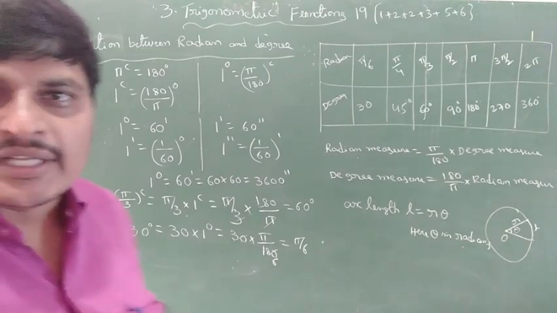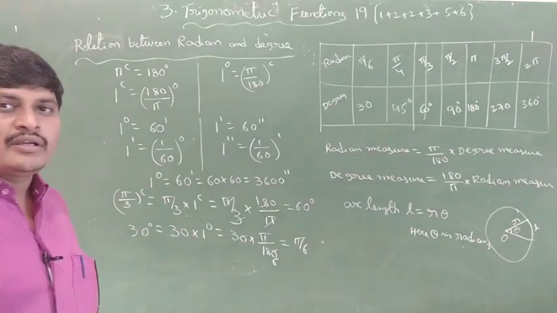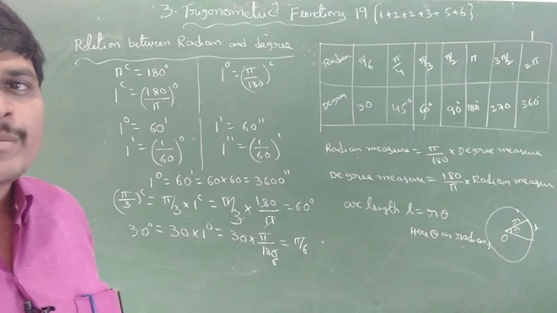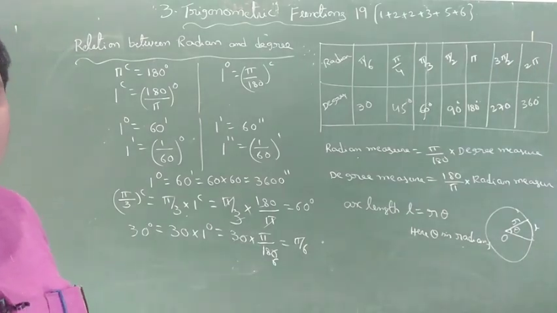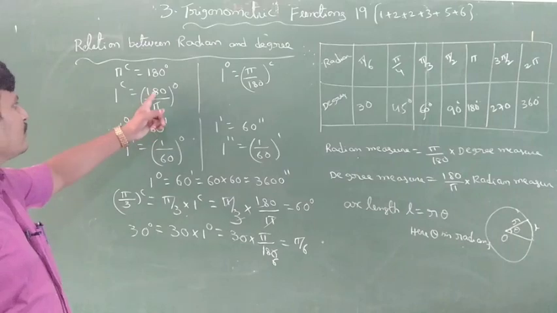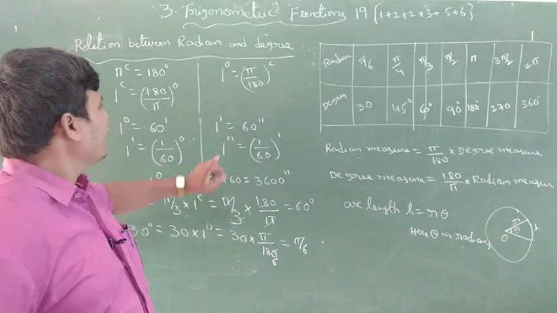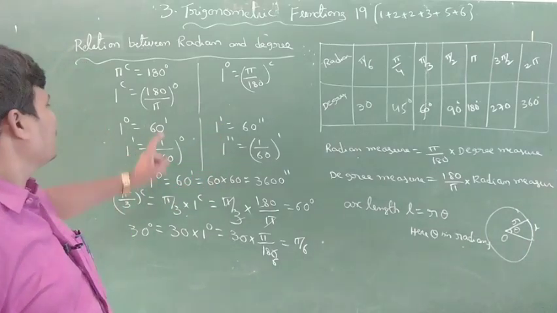Once again I will repeat from the starting. Today let us start the first PUC syllabus, third chapter, trigonometric functions, 90 marks: 6 marks, 5 marks, 3 marks, 2 marks, 1 mark. The relation between radian and degree already discussed. Pi radians is equal to 180 degrees, 1 radian is equal to 180 by pi, 1 degree is equal to pi by 180.